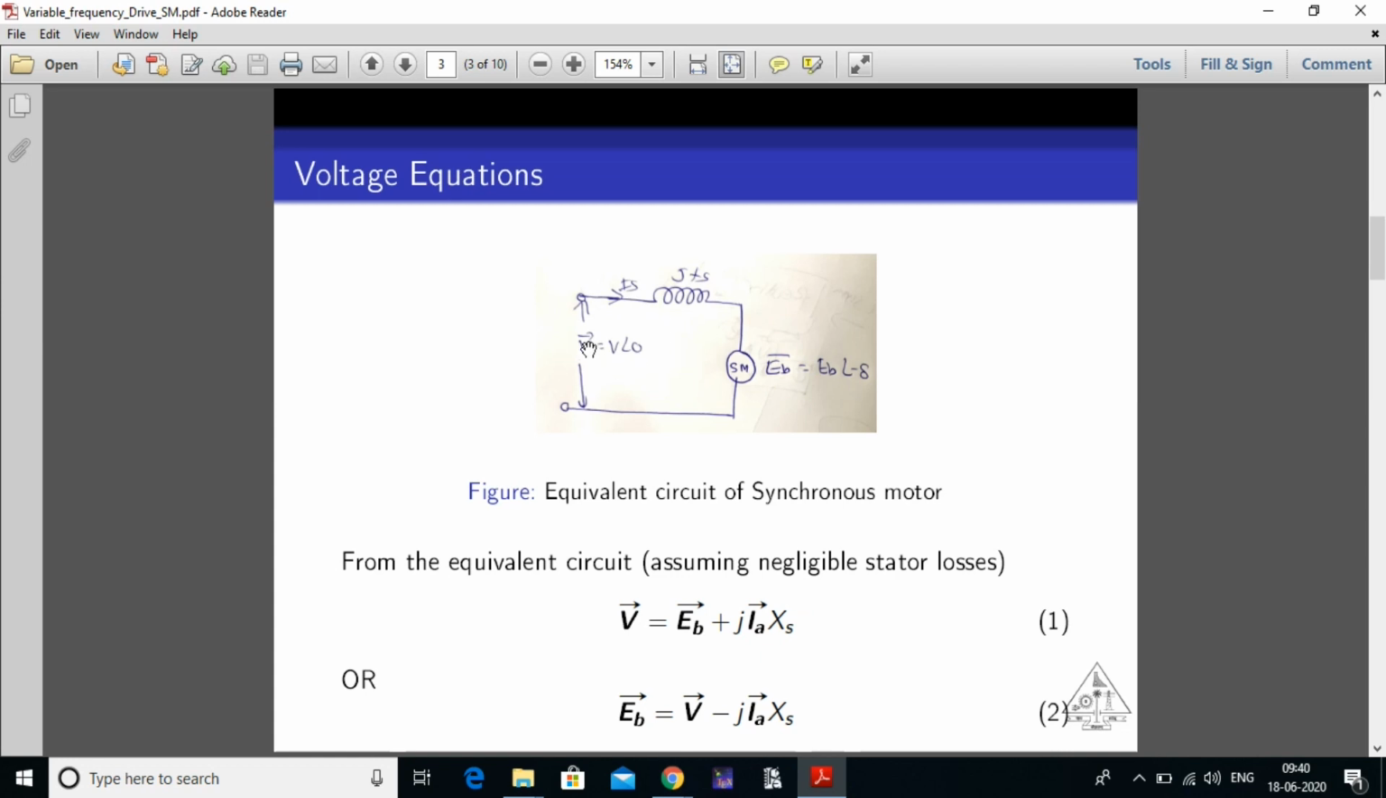The angle between V and Eb is delta. That is why this Eb is written as Eb angle minus delta. Now from this equivalent circuit, it is clear that the applied voltage V is utilized for a drop across the synchronous reactance and for the back EMF. Therefore, V is equal to jIaXs plus Eb. That is what is written here as equation 1. Equation 1 can also be written as Eb is equal to V minus jIaXs.